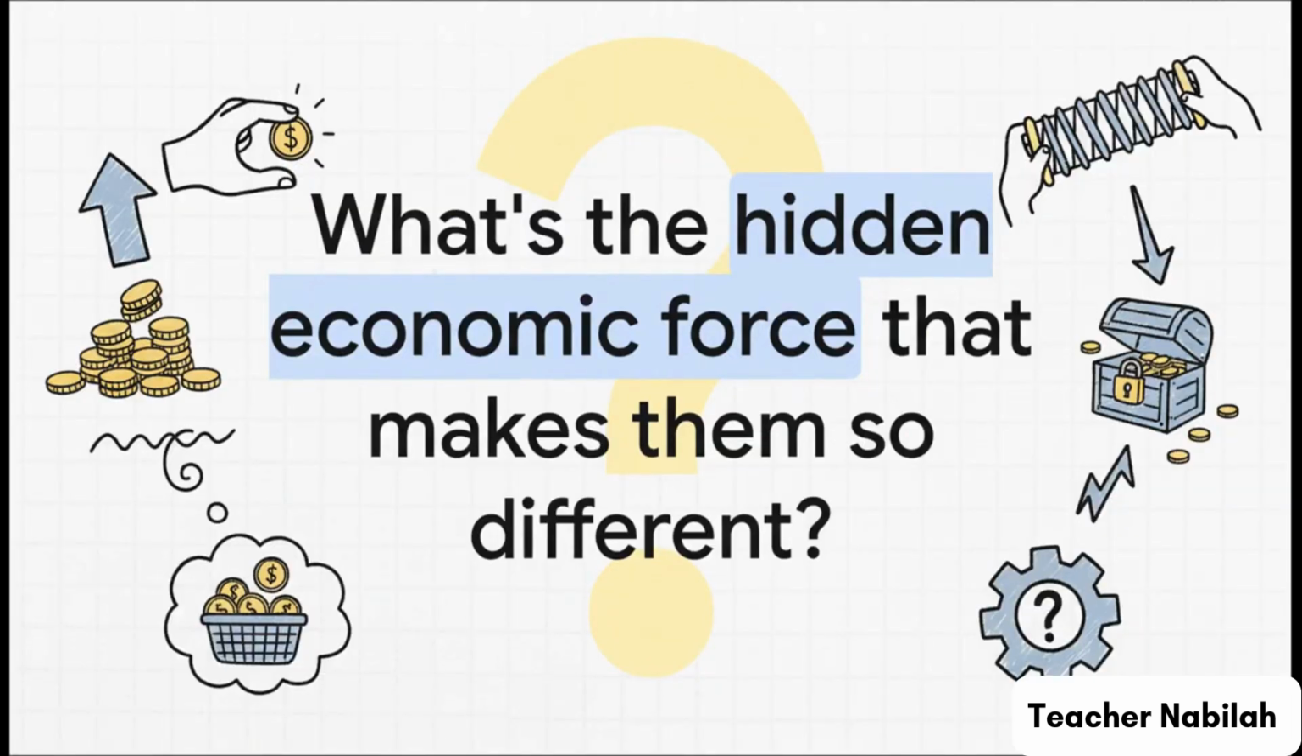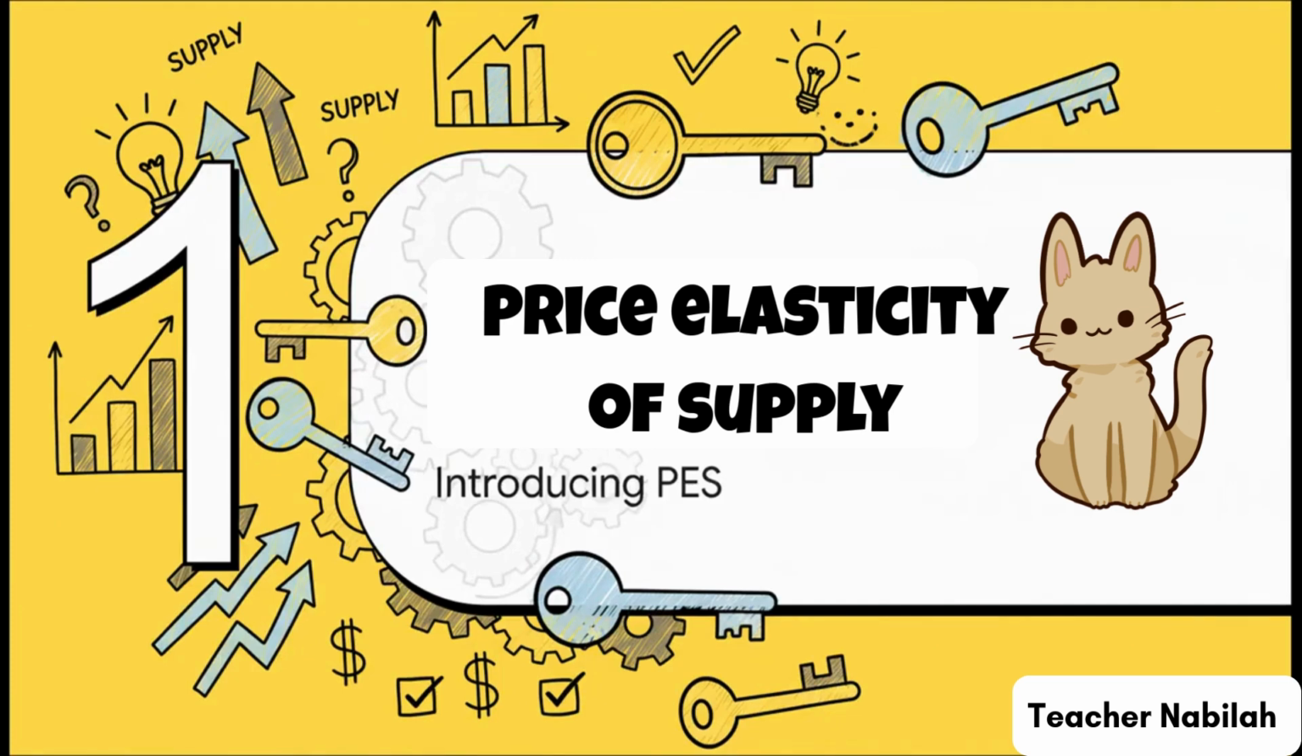So, what's the deal here? What's this invisible force that separates the things we can always get from the things that are so frustratingly hard to find? Well, it all comes down to a concept that's all about one thing: flexibility. And that concept has a name: price elasticity of supply. We'll just call it PES. Honestly, this is the key that unlocks the entire mystery.